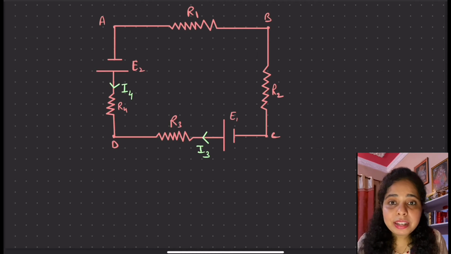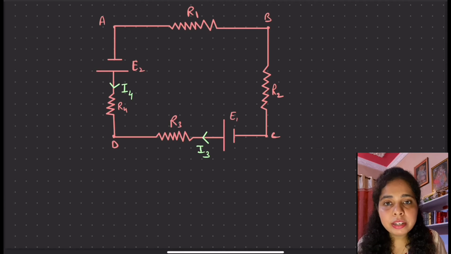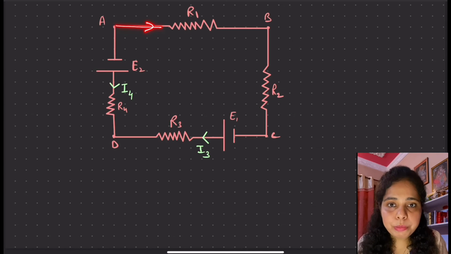Now assuming that I3 current was greater than I4 current, therefore the net current which will enter from A to B will be in the direction A to B. So as in the arm AB we are having a resistor R1, let us assume that I1 current is flowing through branch AB. Then from branch B to C we are having I2 current flowing through resistor R2.